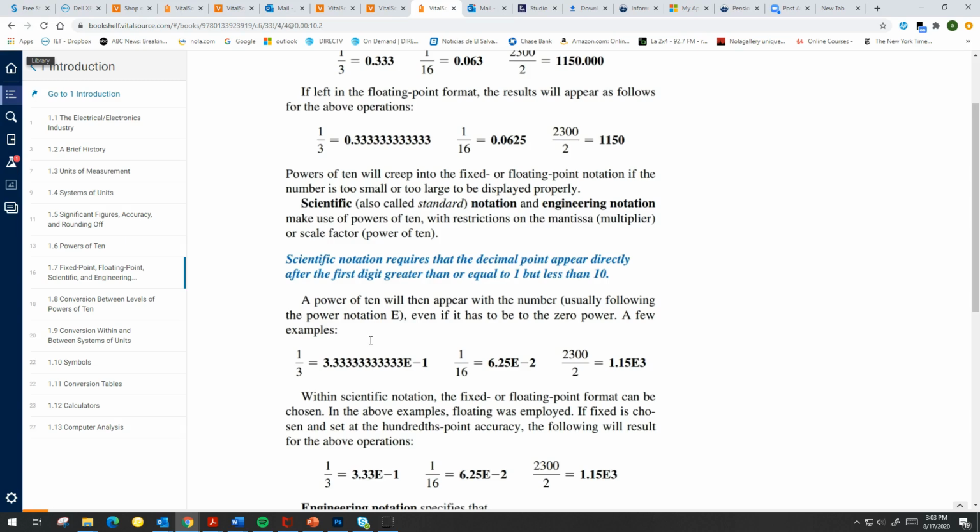So again, it simply says that the integer part of the answer, or in other words, the portion of the answer before the decimal point, always has to be a number greater than or equal to 1, but less than 10. Okay, so the number right before the decimal point is always a number between 1 and 9.